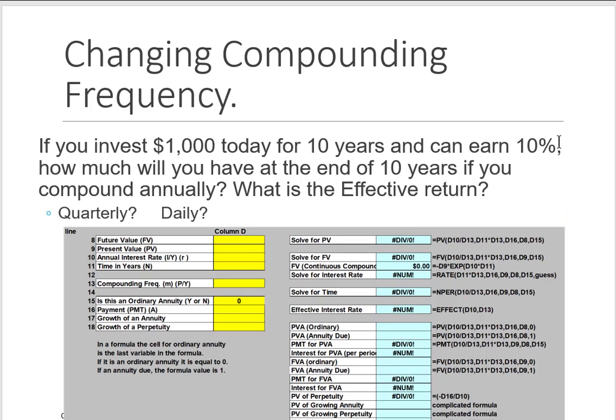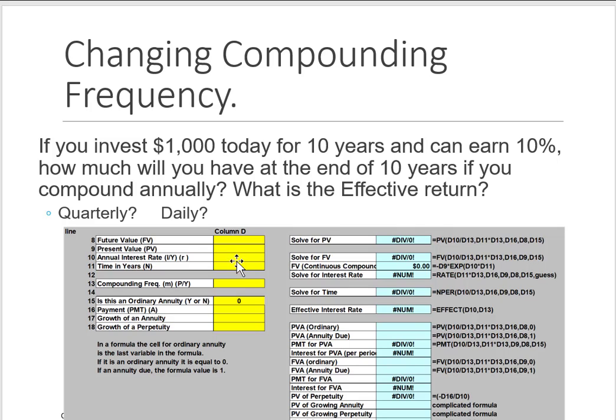Now, we talked about changing compounding frequencies. Again, that's this line right here, number 13. If you invest $1,000 today for 10 years and you can earn 10%, how much will you have at the end of 10 years if you compound annually? Now, the second question here is the effective return. And we'll talk about that here in a second. But let's find this answer first.